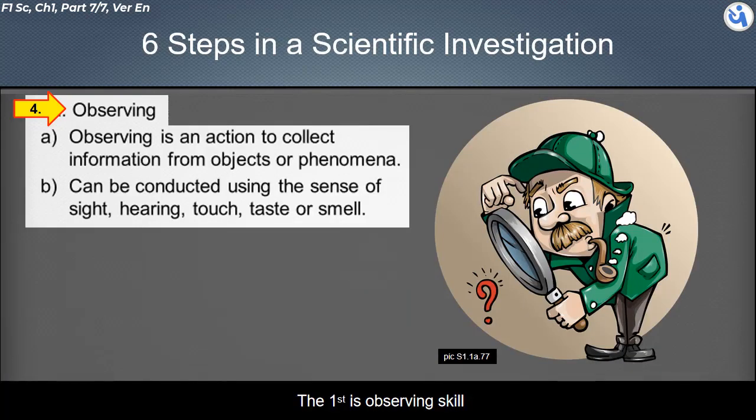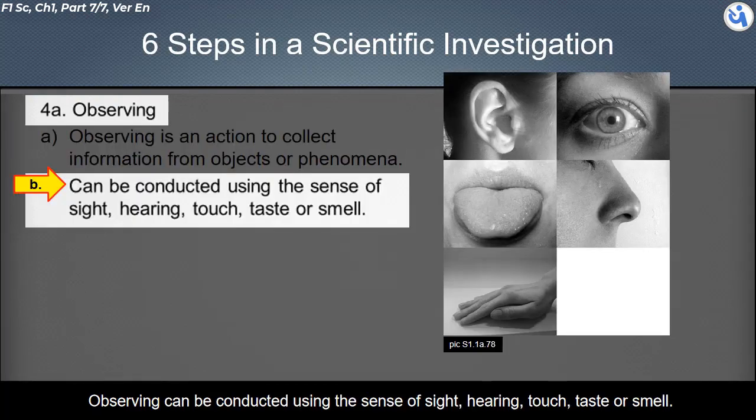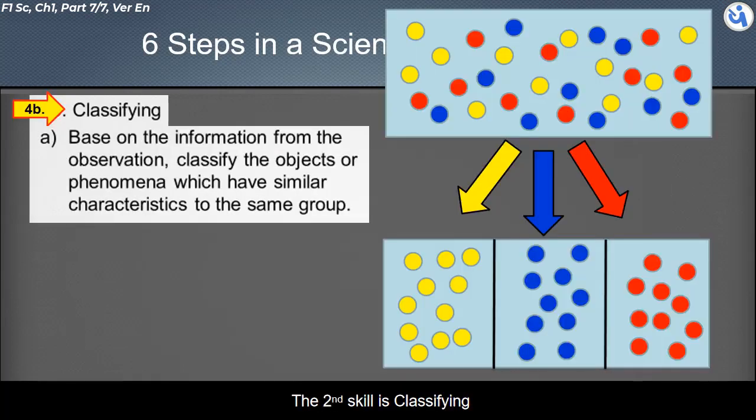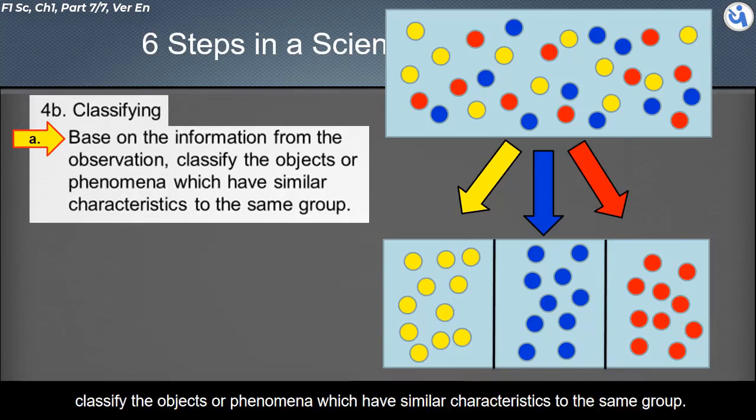The first is observing skill. Observing is an action to collect information from objects or phenomena. Observing can be conducted using the sense of sight, hearing, touch, taste, or smell. The second skill is classifying, based on the information from the observation. Classify the objects or phenomena which have similar characteristics into the same group.